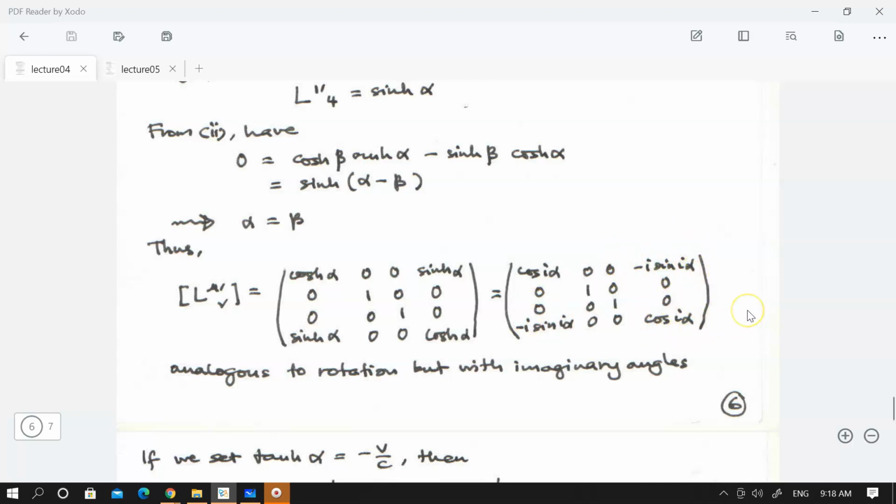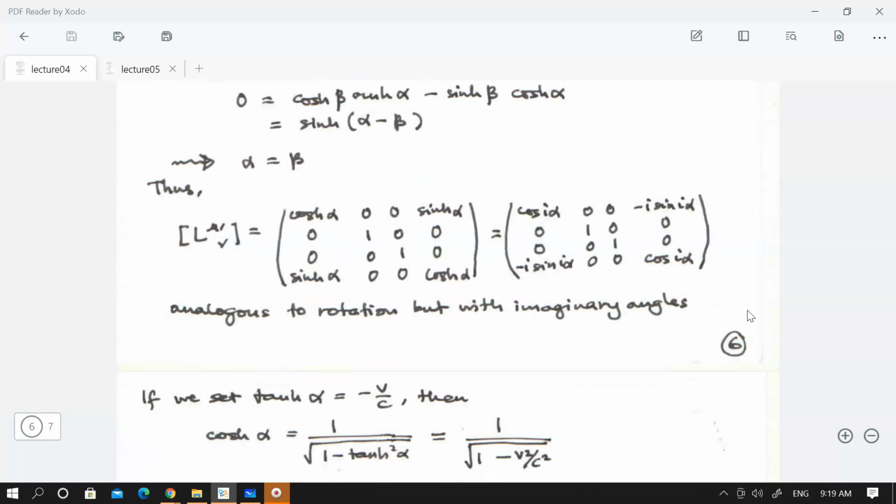But okay, let's see what this corresponds to if we consider properly the relationship with the case of what you call moving frames, okay? Now, again, another magical step, something out of the blue, but because we already know the answer beforehand, you can set your hyperbolic tangent of alpha, for example, equals to minus v over c.